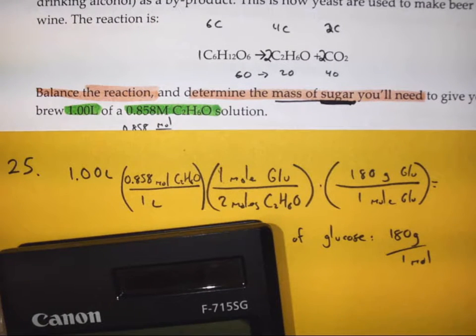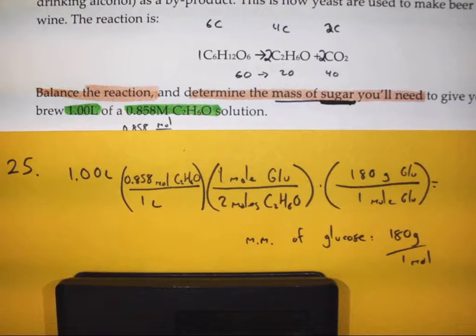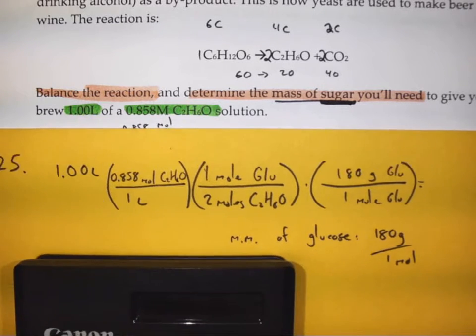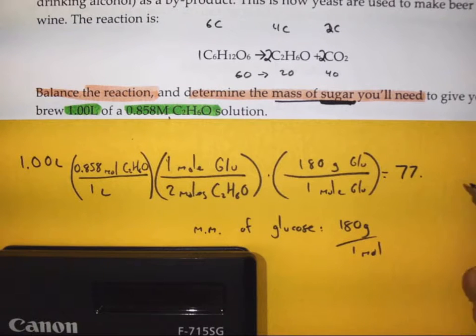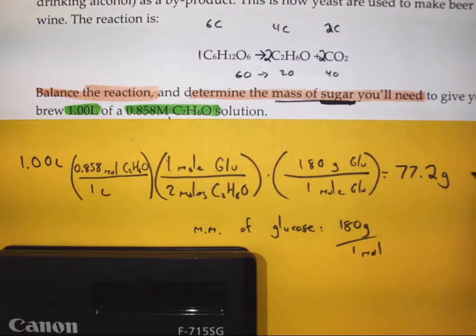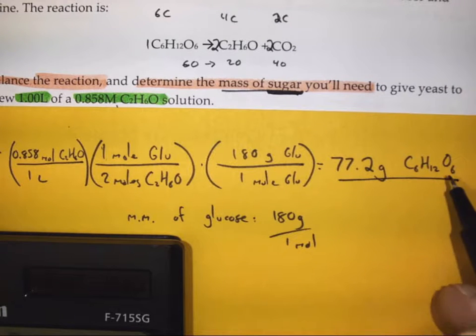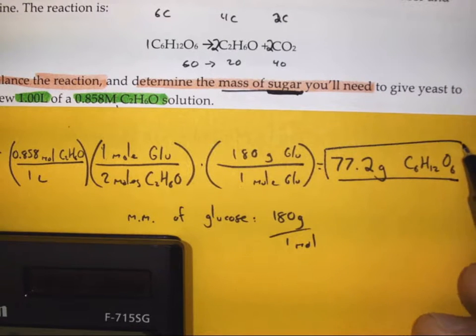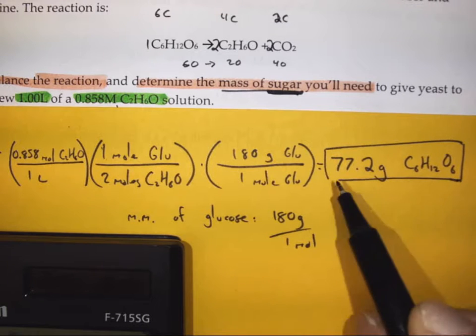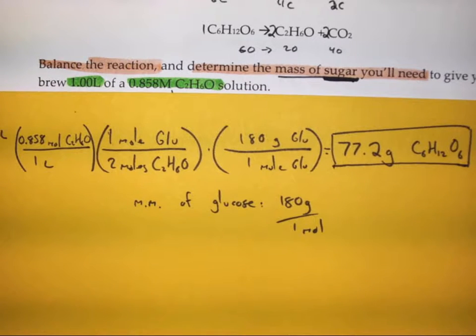1 times 0.858 times 180, and we're going to divide that all by 2. So to make a liter of beer, it's going to require 77.2 grams of glucose, C6H12O6. And that is typically found by isolating sugar in maltose form from barley. And that's why barley is used to make beer, to isolate the sugars from the barley.